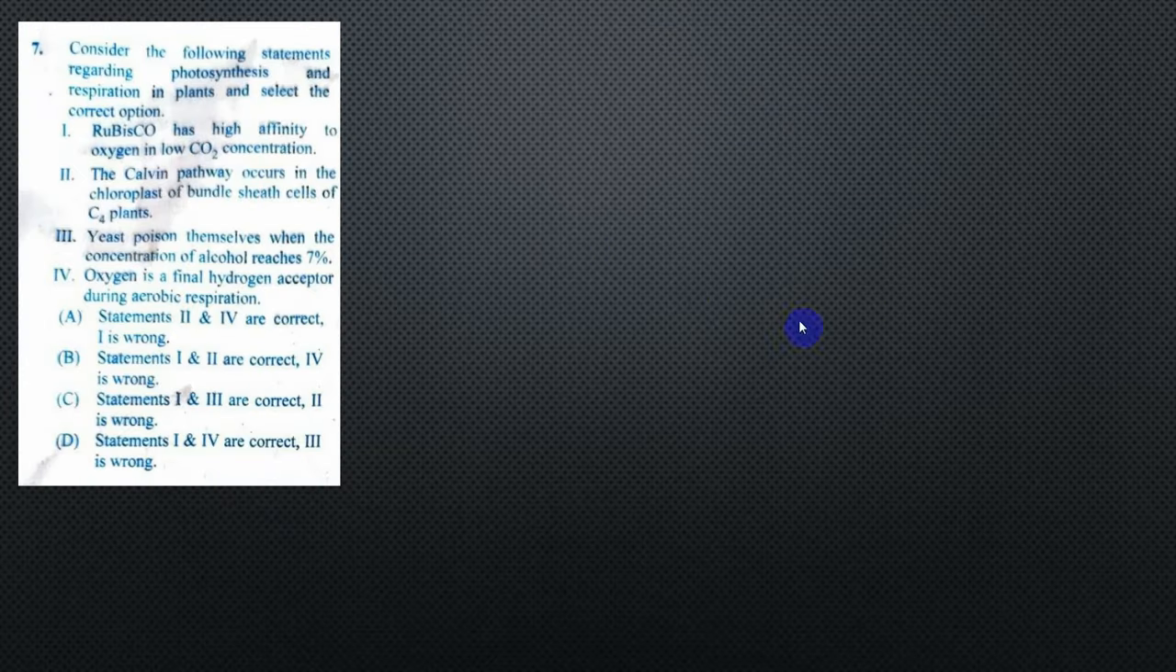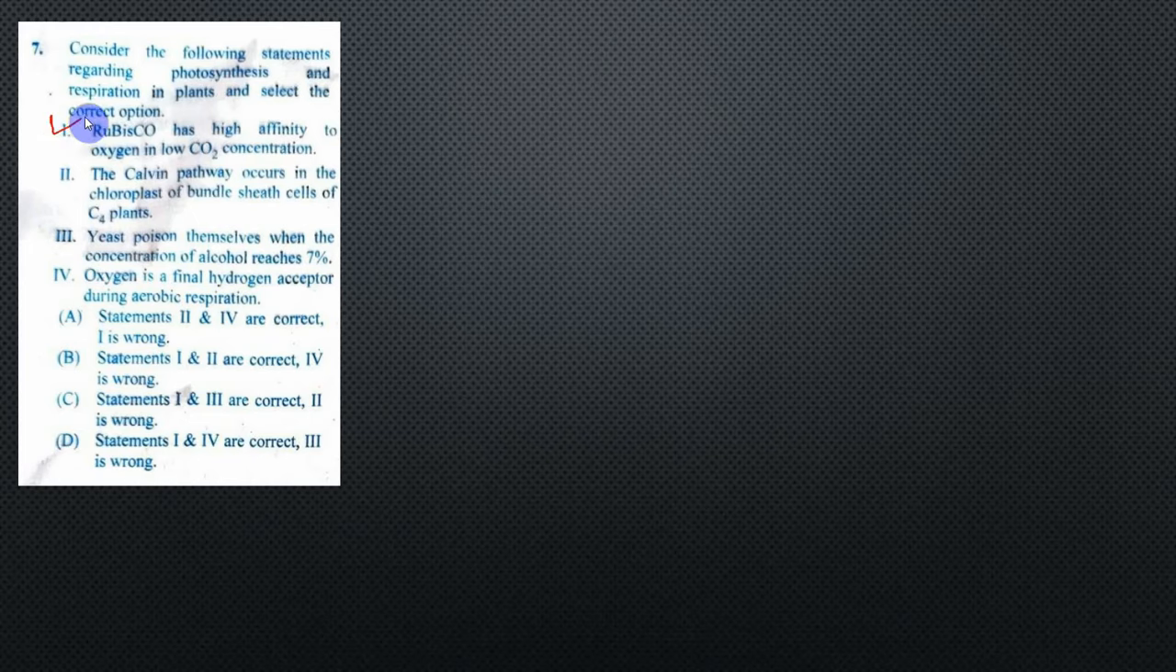Moving on, consider the following statements regarding photosynthesis and respiration in the case of plants and select the correct option. So the first statement is Rubisco has high affinity to oxygen in low CO2 concentration. The second statement is the Calvin pathway occurs in the chloroplast of bundle sheath cells of C4 plants. The third option is yeast poison themselves when the concentration of alcohol reaches 7%. And the fourth option is oxygen is the final hydrogen acceptor during the aerobic respiration.